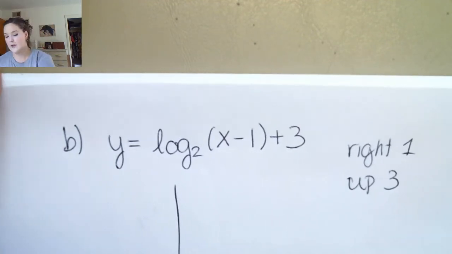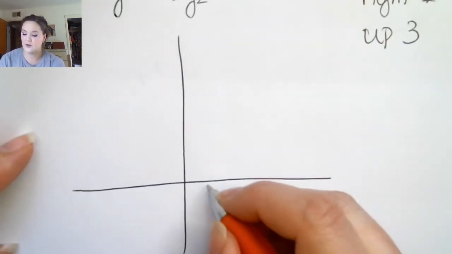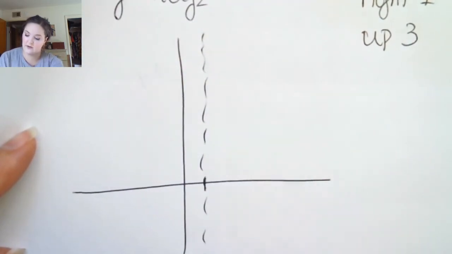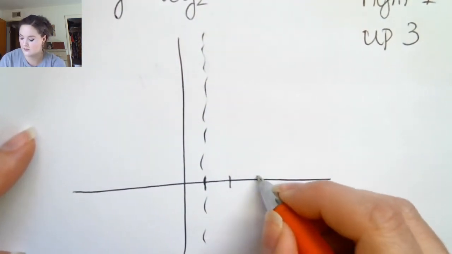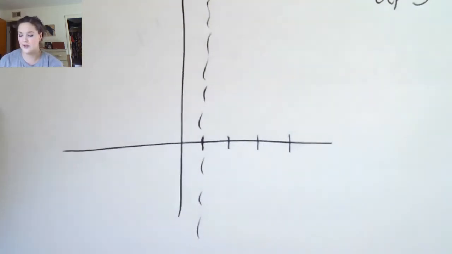Now, if we're moving everything right 1, that's going to include the vertical asymptote. So we're going to move it from 0 to 1. And there's our vertical asymptote.